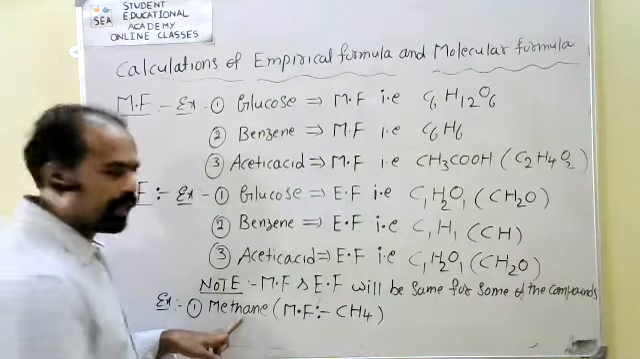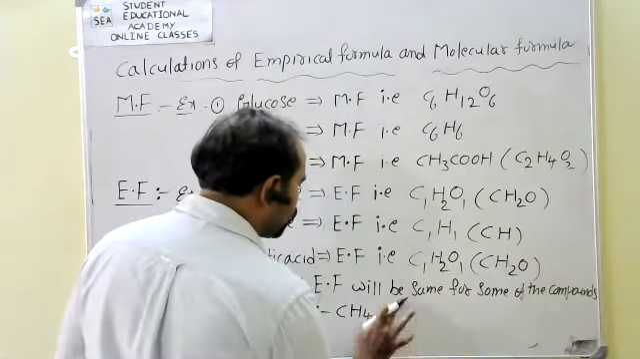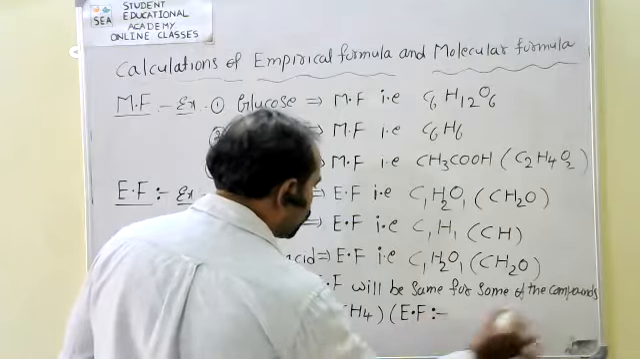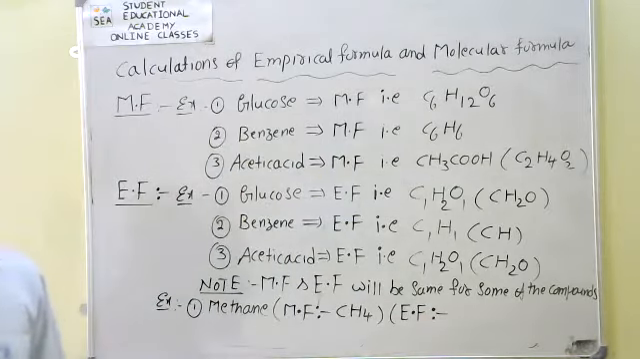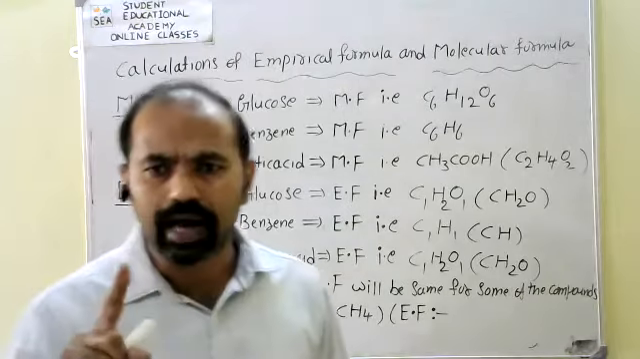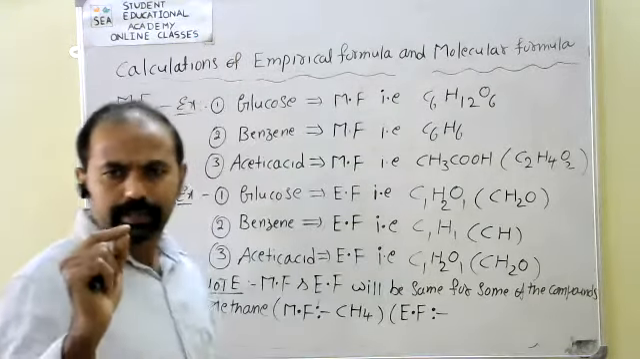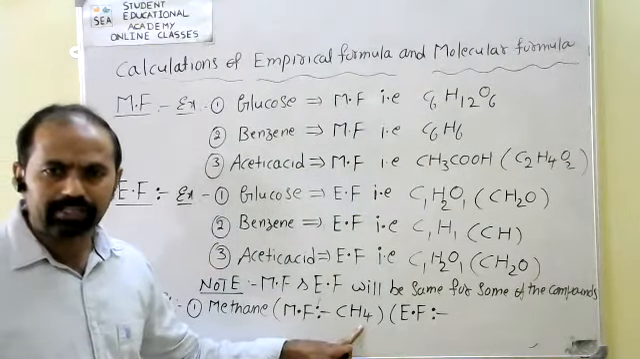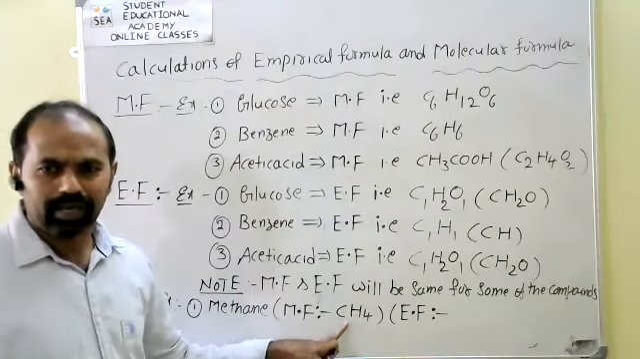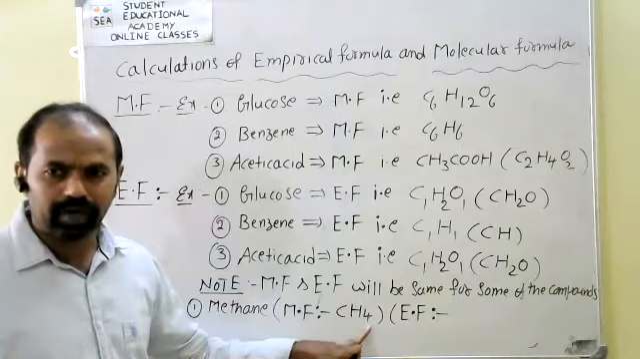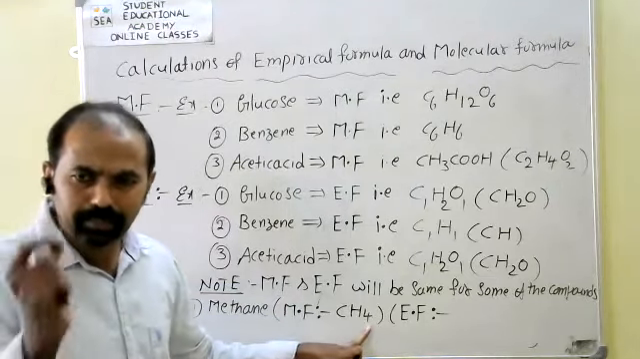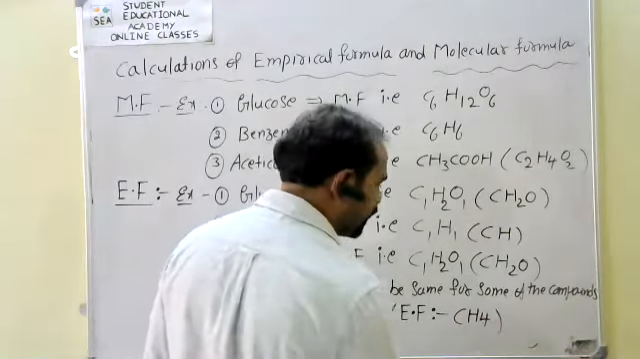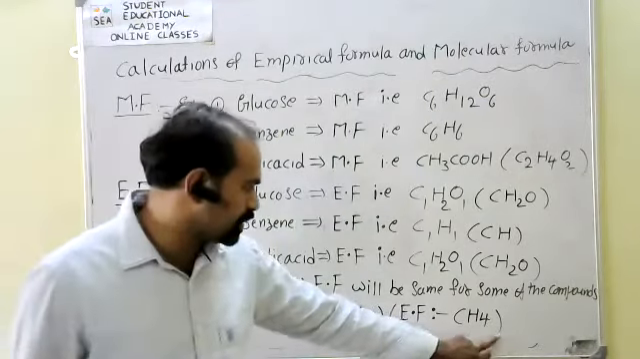So, for the same methane, if we take the empirical formula, what about its empirical formula here? What is the simplest ratio of carbon and hydrogens? Here, carbon to hydrogen, what is the ratio? 1 is to 4. Here it is 1 carbon and 4 hydrogens. So what is the simplest ratio? 1 is to 4, which means it is nothing but CH4 only.